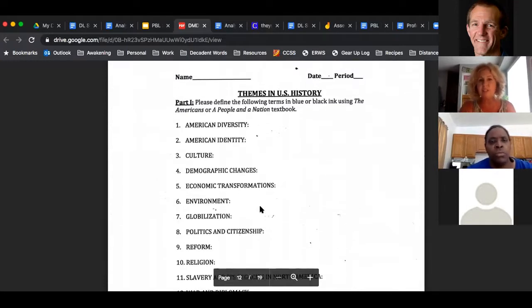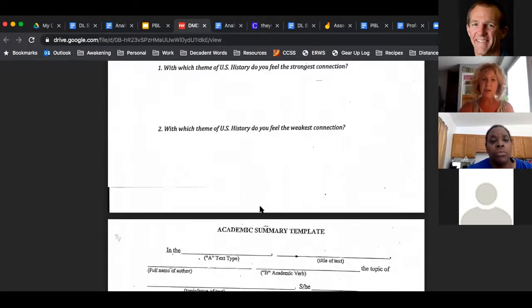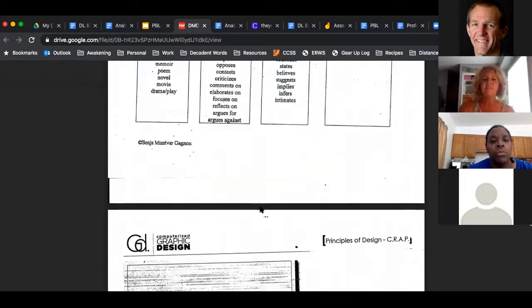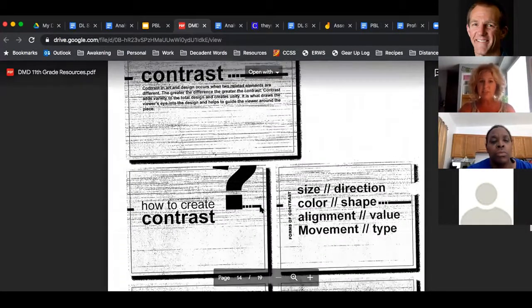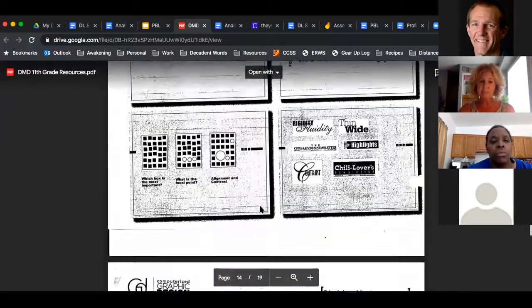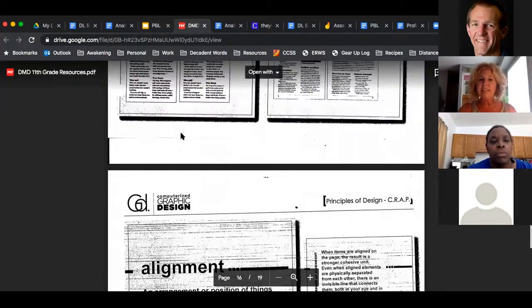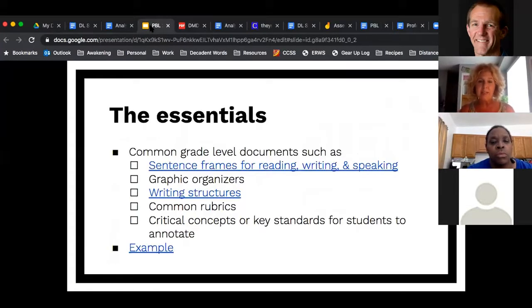So then the history teacher brought in the themes that she uses throughout. We have an academic summary template, and then some pieces from our media teacher in the principles of design. The reason that I wanted to show that to you is that this is a 19-page document that we photocopied and gave to students, and they used it in their classes.